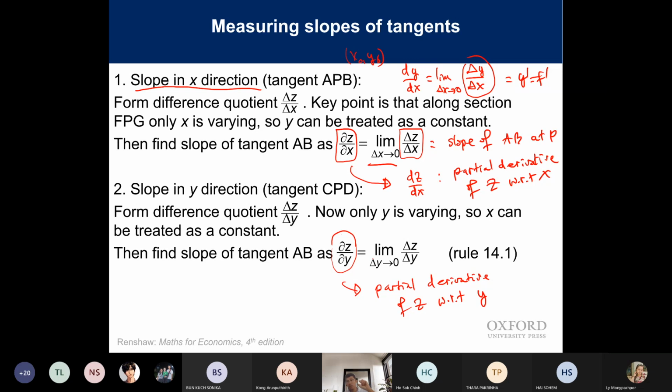Partial derivative means a partial change, because the total change must change both x and y. Z is a function of both x and y, but now we just want to see the partial change of the function with respect to only one of the variables while keeping the other at a fixed value. That's why we name it partial derivative. And this is the notation for partial derivative. We use the double notation to differentiate between the usual derivative and the partial derivative.